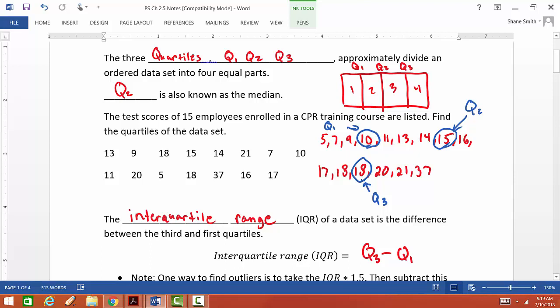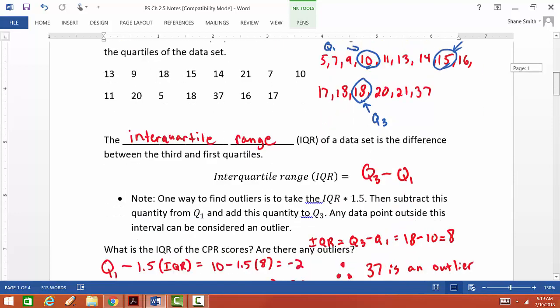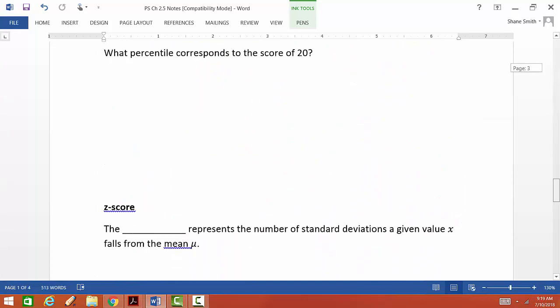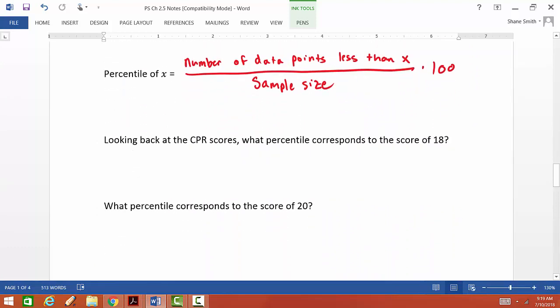But going back to the 18, how many are less than 18? Well, 1, 2, 3, 4, 5, 6, 7, 8, 9, 10. So 10 scores are less than 18. We divide by the total number that we have, the sample size, which is 15, and we multiply by 100. And that gets us 67 after rounding, which is the 67th percentile.